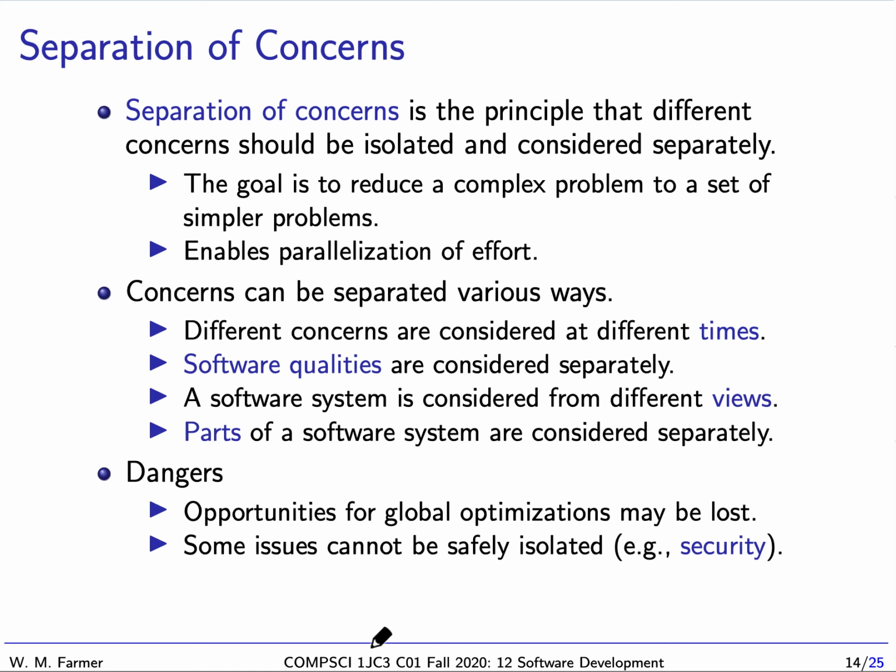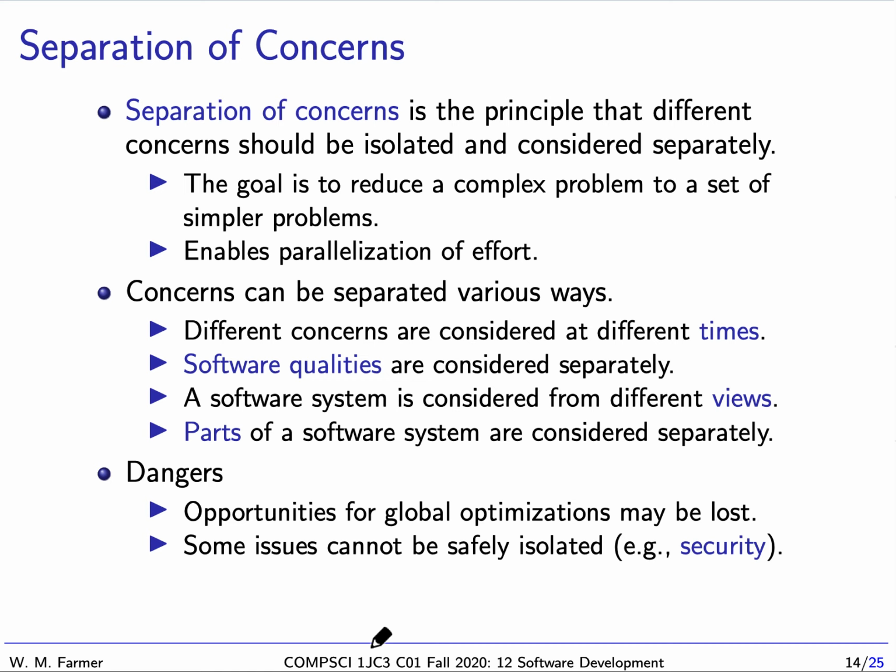So this is a very basic principle used in engineering and used in everyday life. It's the principle that different concerns should be isolated and considered separately. So the goal is to reduce a complex problem to a set of simpler problems. So we solve these simpler problems, and then together we solve the complex problem. And this enables parallelization of effort. So this means we can have several people working in parallel on the problem because they're each handling their own concerns.